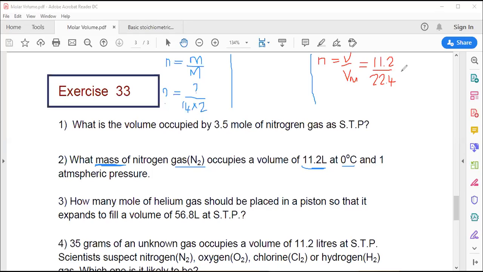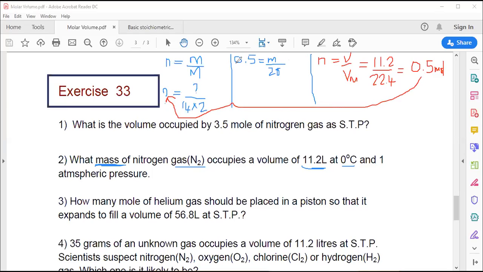We divide. What do we get? We get 0,5. So our moles are 0,5. Now we've got the 0,5. Now we take this and we put it here. Now we have number of moles. So we're going to substitute 0,5 is equal to mass over molar mass. Molar mass, which is 28.